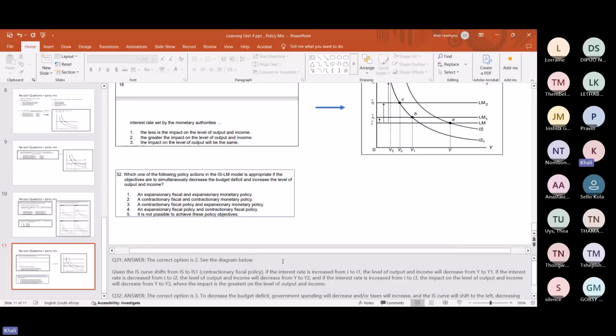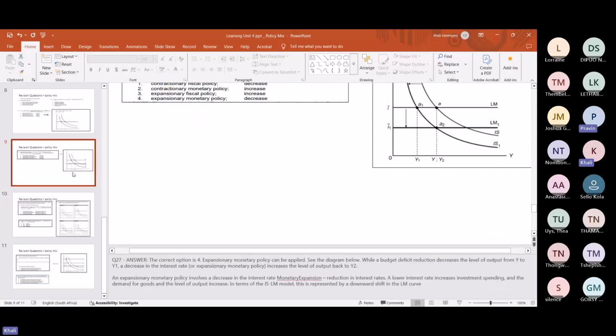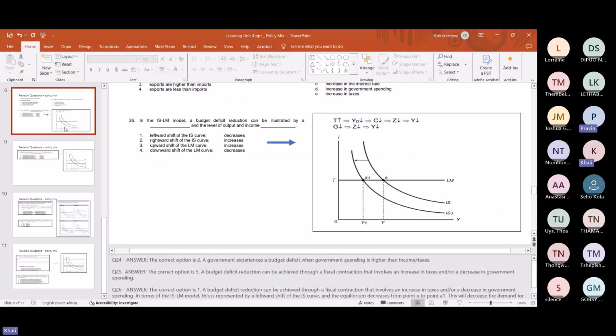Okay, so that's all I had for you today. Those are all the questions that I thought were relevant and that could help us think about how to process this kind of question and how to apply both the LM and the IS policies on the IS-LM model. So does anyone have a question?